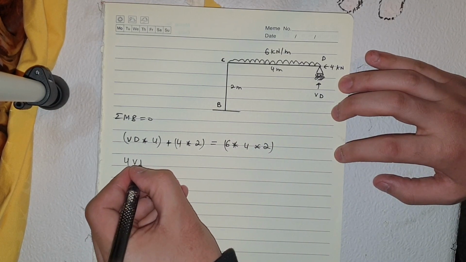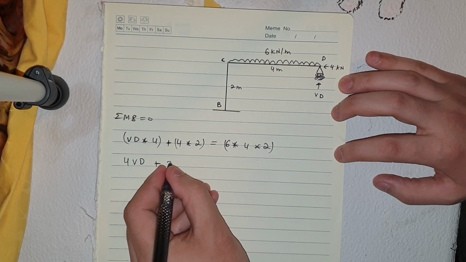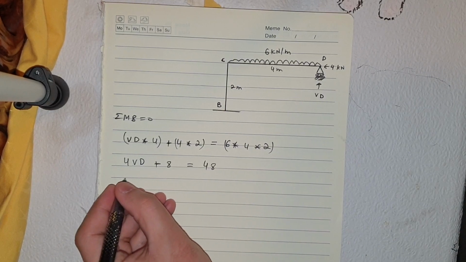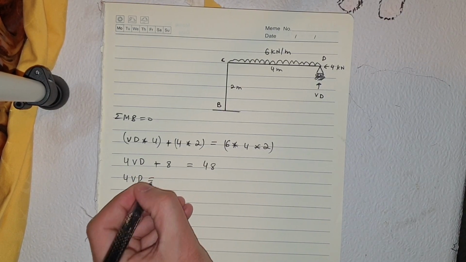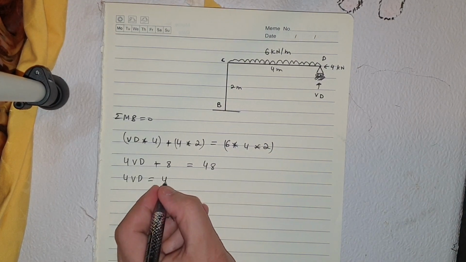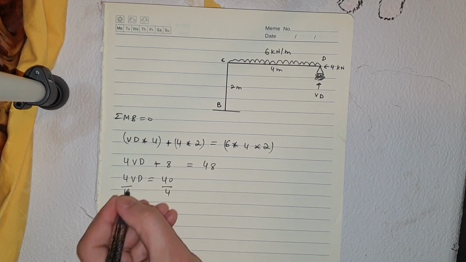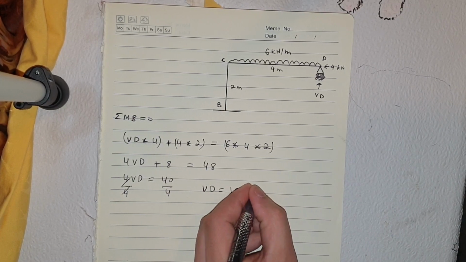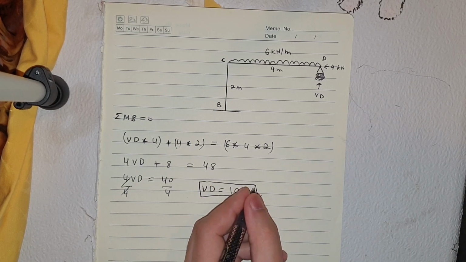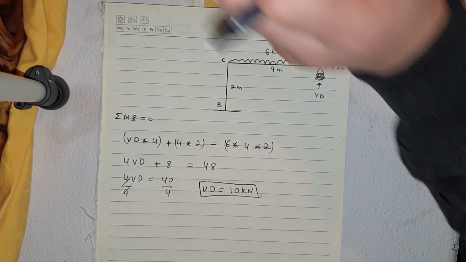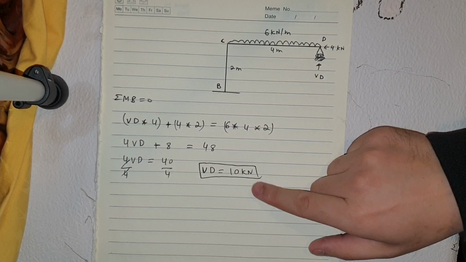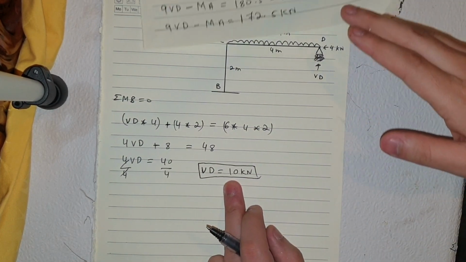So 4 Vd plus 2 times 4 is 8 is equal to 6 times 4 times 2, which is equal to 48. So 4 Vd will be equal to 48 minus 8 is 40. So both sides divide by 4. So our Vd will be equal to 10 kilonewton. So we have found the value of Vd, which is 10 kilonewton.